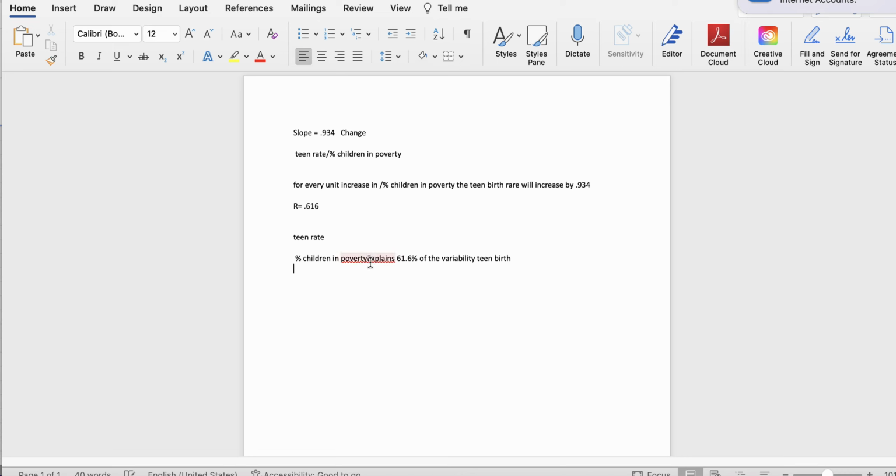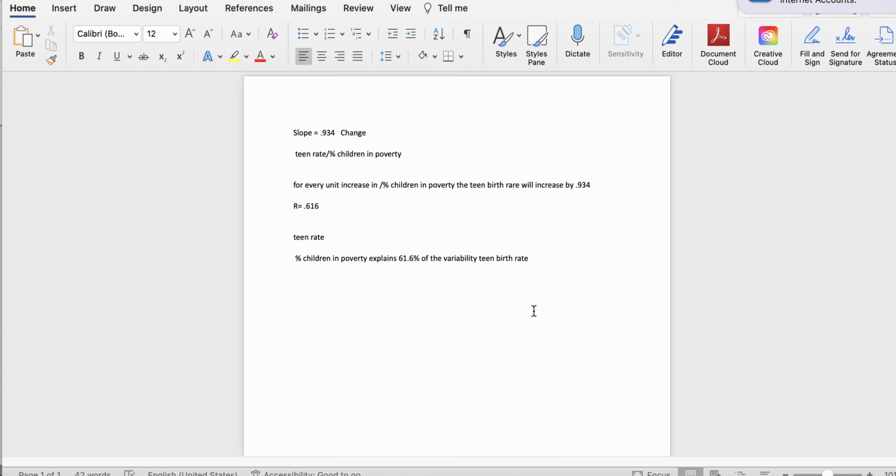Okay, so let's read it back. The percent of children in poverty, that's what we're using as our predictor variable. That predictor variable explains 61% of what we are trying to predict, which is teen birth rate. So it's a pretty good predictor.